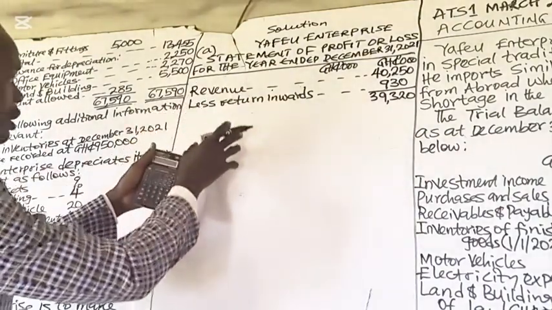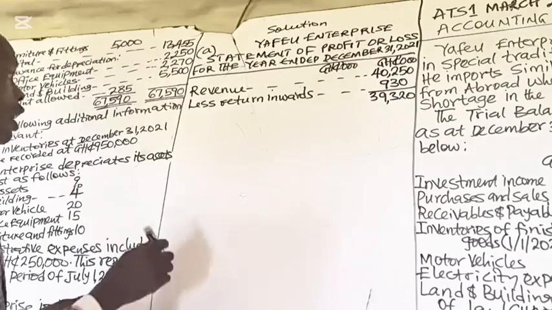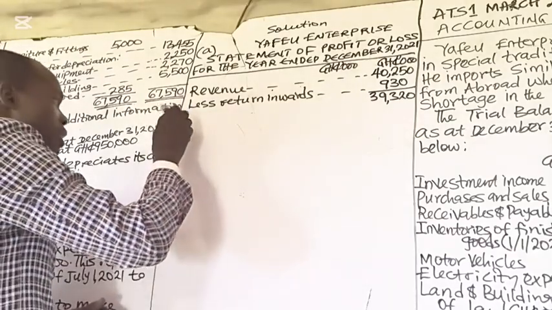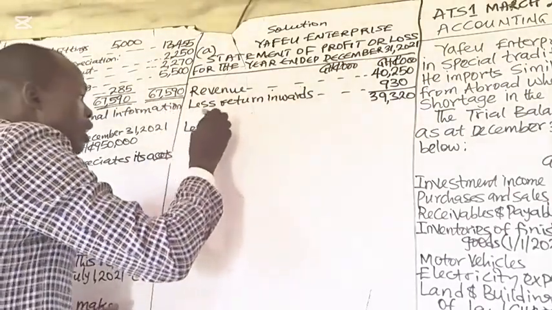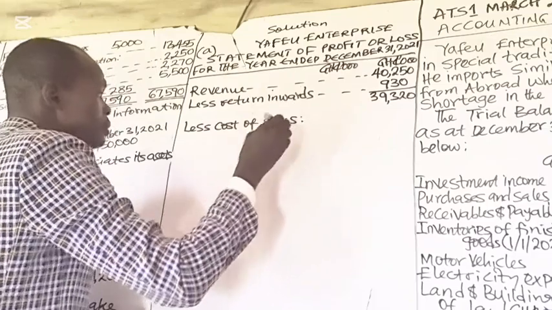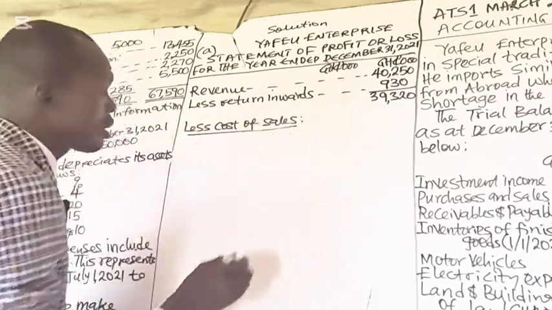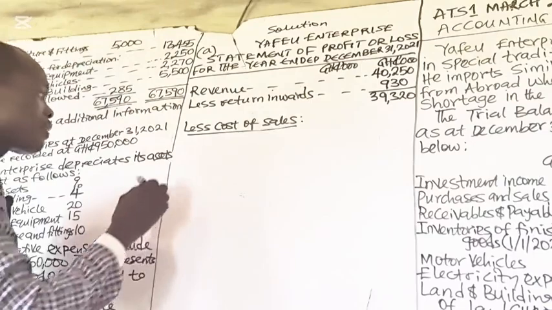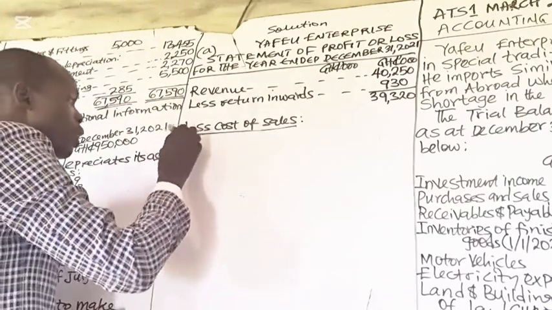From this, you less cost of sales. Revenue less cost of sales will give us the gross profit. So you want to calculate the gross profit, so you less cost of sales. To calculate the cost of sales, you have the opening inventories.